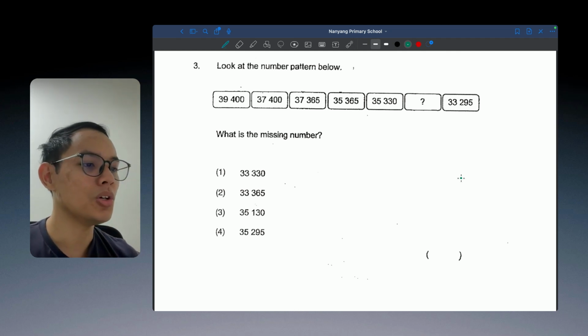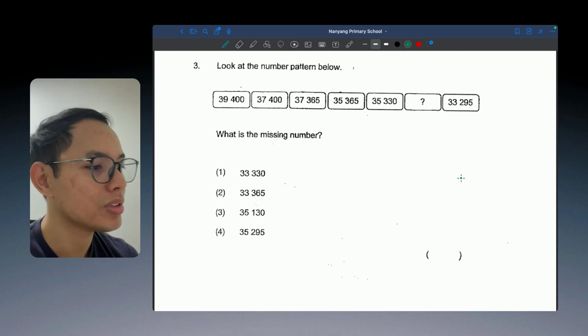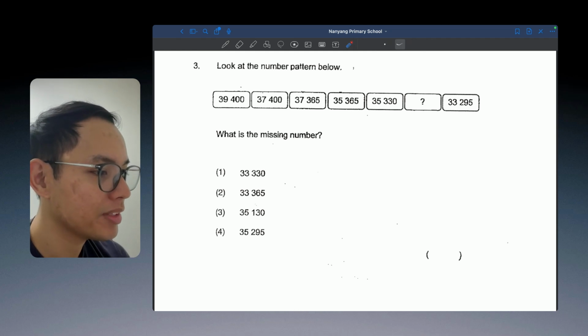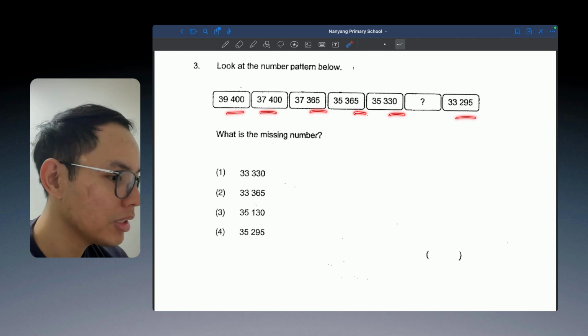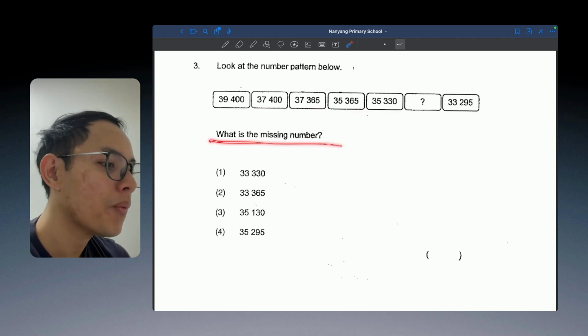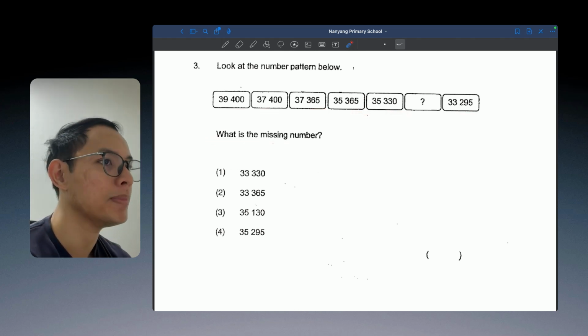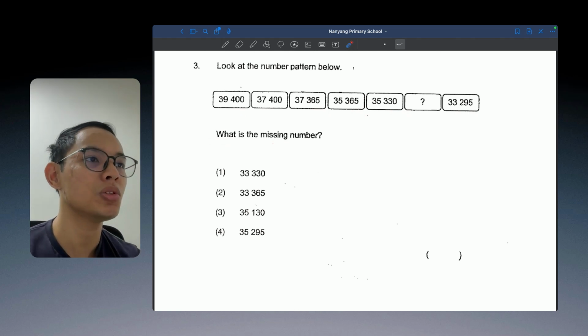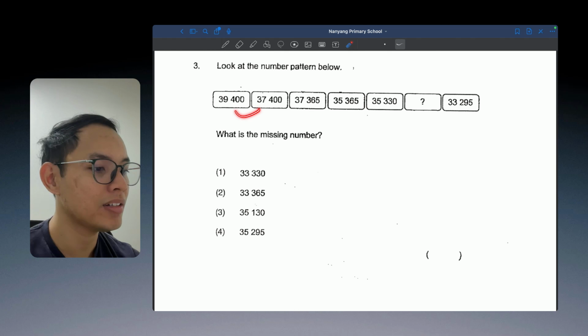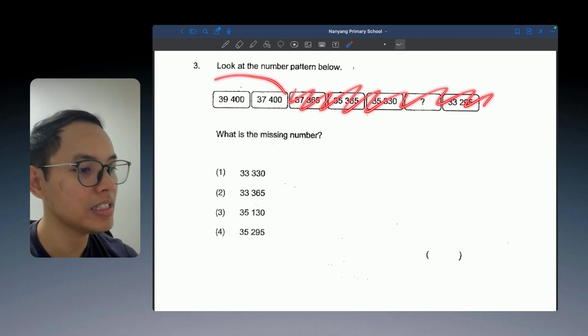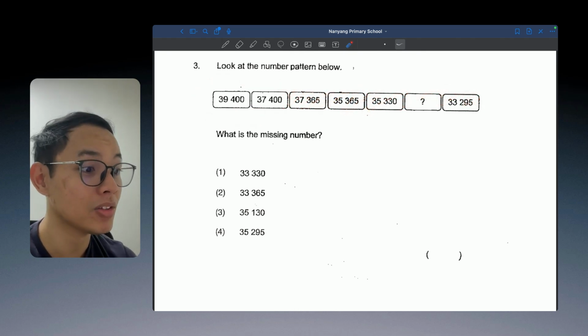All right, so look at the number pattern below. There is a bunch of numbers over here. The question is, what is the missing number? So now you just need to know what the pattern is. Let's break it down. We can just ignore this first, and let's see what the pattern is over here.